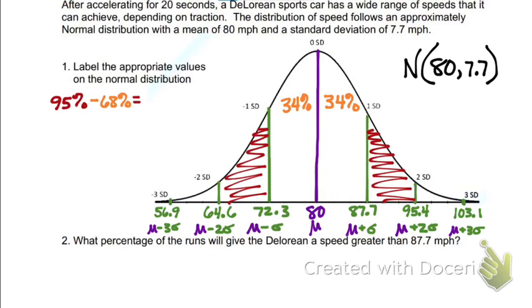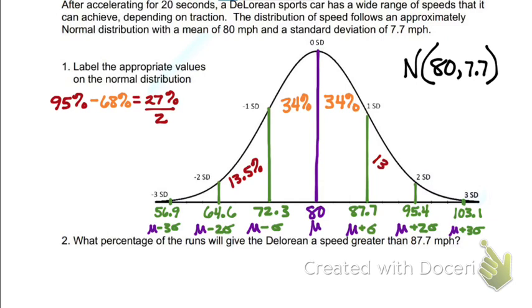95 minus 68 would give me, is that 27? 27%. And then it is split evenly between those 2 sections. So what do I need to do to the 27% to figure out what goes in each of those? Divide it by 2. So I get, what, 13.5? You guys okay with how we've come up with these so far? Please tell me if I've lost anybody.